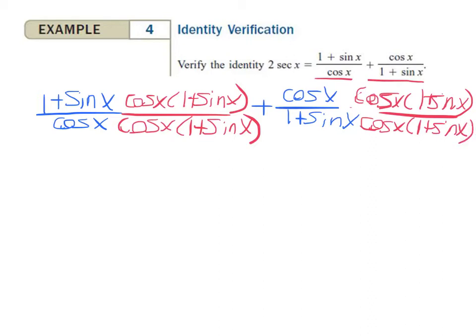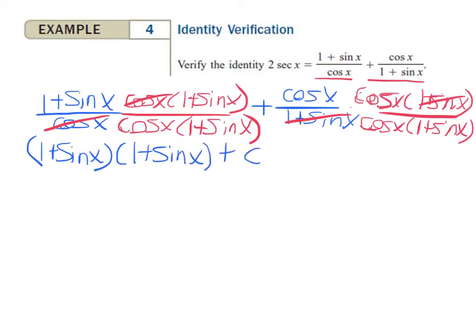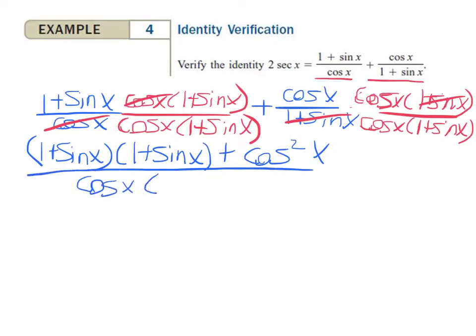Okay, let's cancel out stuff. So I can cancel out my cosine and my cosine. I can cancel out my 1 plus sine x and 1 plus sine x. What I have left is 1 plus sine x times 1 plus sine x plus the cosine squared x all over cosine x times 1 plus sine x. All right, now obviously if I start canceling out, I'm going to go back to the same spot.